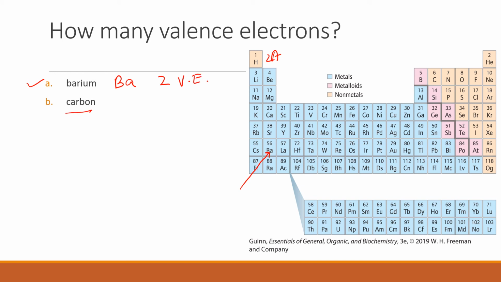For carbon, the symbol for carbon is C, and carbon is present in this group, and this is 3A, and carbon is present in group number 4A. Therefore, carbon has 4 valence electrons. See, it's really easy to find how many valence electrons any element has. Just look at the group number.